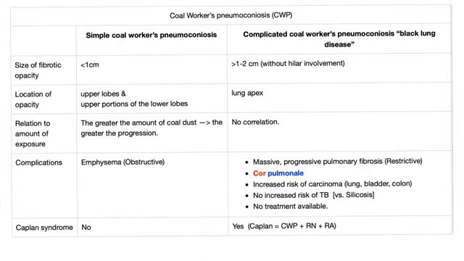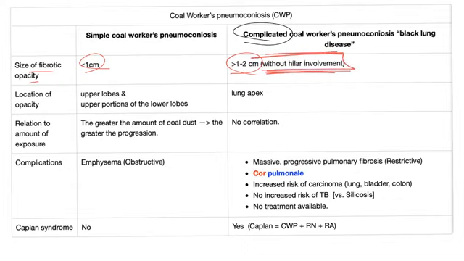Coal workers' pneumoconiosis is an occupational lung disease. We have 2 main subtypes: simple and complicated. Which one is more severe? Of course, the complicated. It's just like the name has the answer. Is the size of the fibrotic opacity less than 1? Here, between 1 to 2, or more than 1 or more than 2, something like that, without hilar involvement. And this is different from sarcoidosis, because sarcoidosis has hilar involvement.